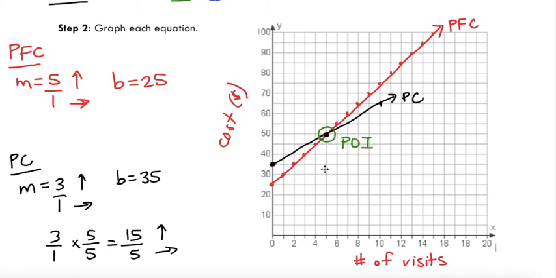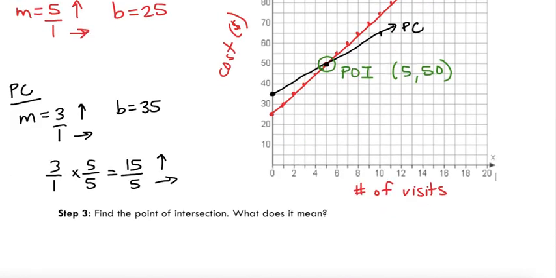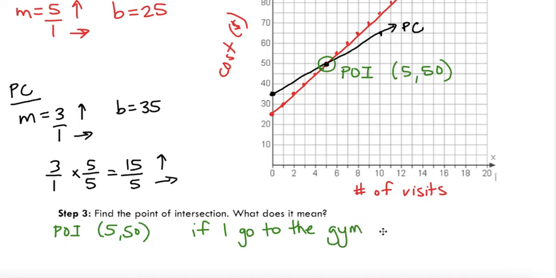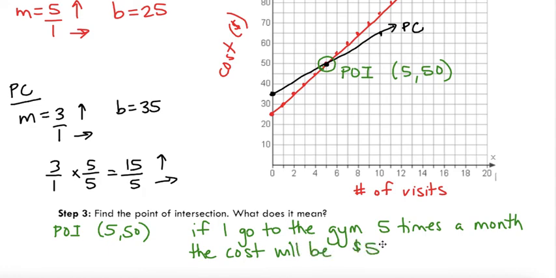My point of intersection looks to be the point 5 and 50. So what does that mean? My point of intersection is 5, 50. That's the coordinate of the point where they cross. And what does that mean? If I go to the gym 5 times a month, the cost will be $50 for each facility.